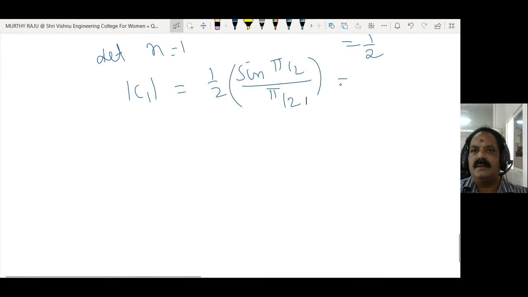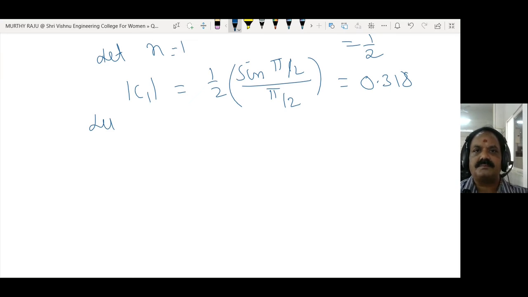Therefore, the value of sine pi by 2 is 1, and pi is 3.14 here. The 2s cancel. The value is 0.318. Outside the sine function, the pi value is 3.14. Inside, pi is 180, so 180 by 2 is 90. Sine 90 is 1, and 1 by 3.14 is 0.318.